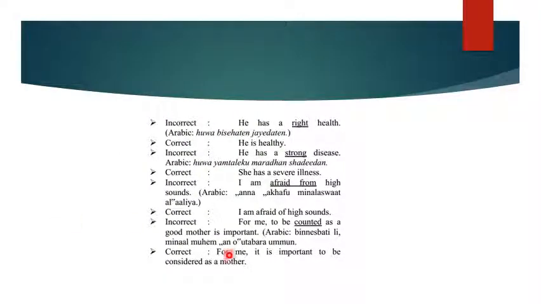Okay, and the last example is for me to be counted as a good mother is important. أن أعد أما هو شيء هام. Be counted as, this is incorrect again. It is supposed to be considered as a mother, not to be counted as a mother.